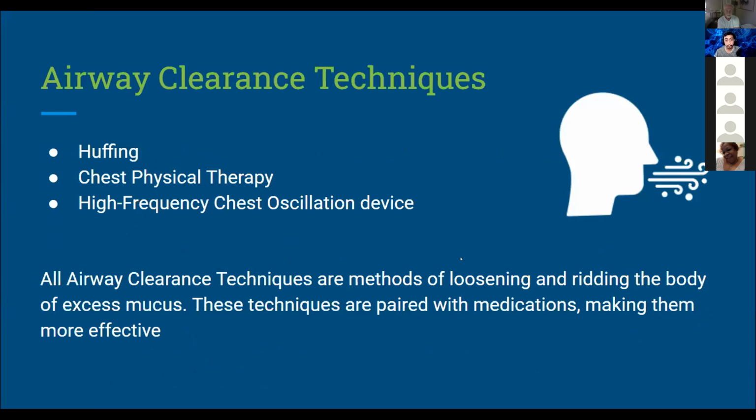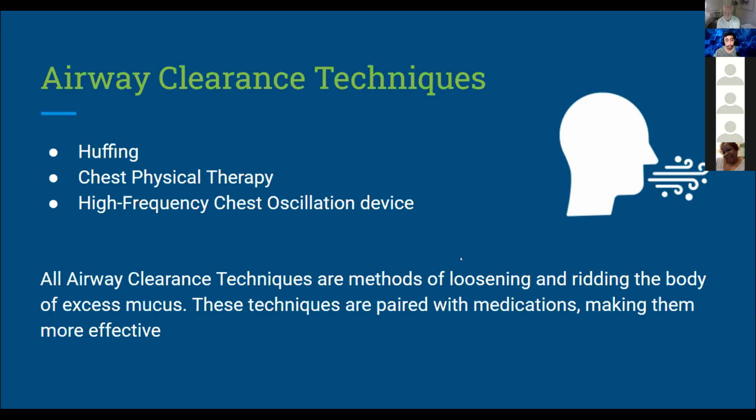Something more traditional that would be used is airway clearance techniques. These include huffing, which is a type of coughing done to clear mucus in the respiratory system. There's also chest physical therapy. This involves applying pressure in waves to the rib cage with the use of hands to essentially move mucus up the trachea.